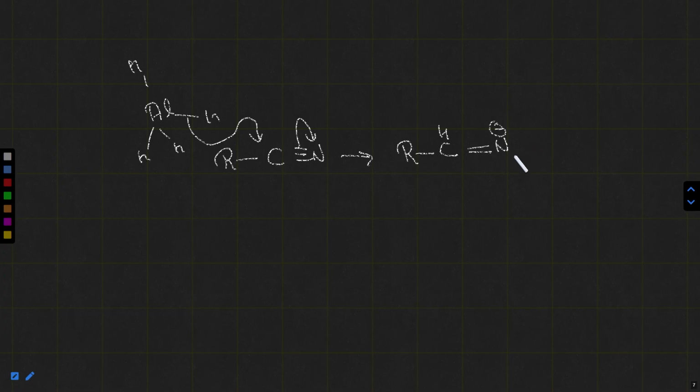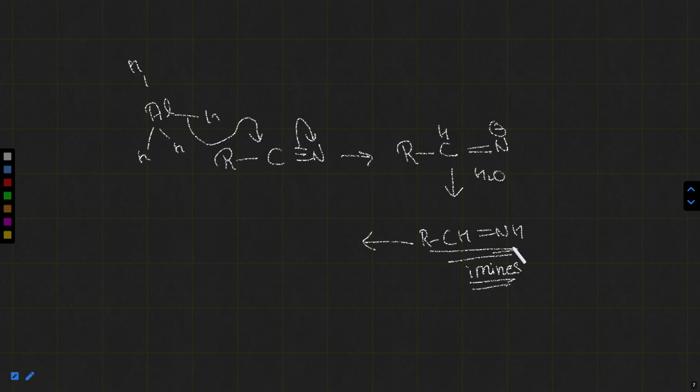Now we have a solvent that will provide the H, and it will be RCH=NH. Now if you treat it with water, since this reaction is done in the presence of water or H2O, this is called an imine, and if you have attended the previous classes, then you must have seen that upon hydrolysis of this imine, we quickly get our aldehyde.